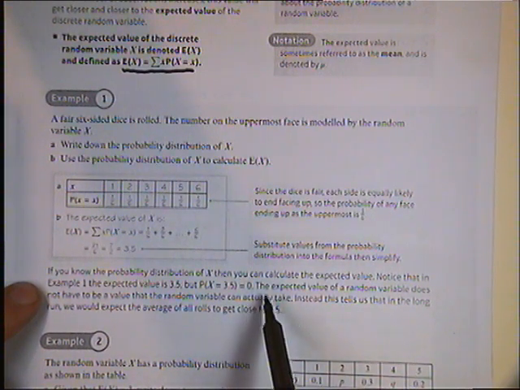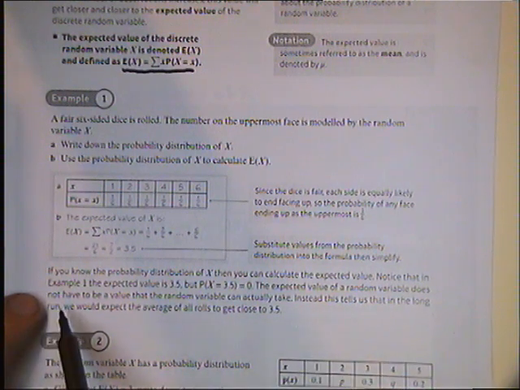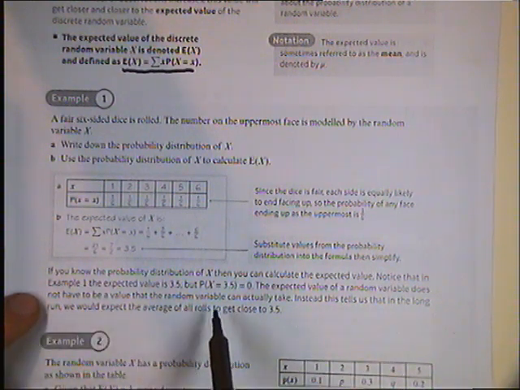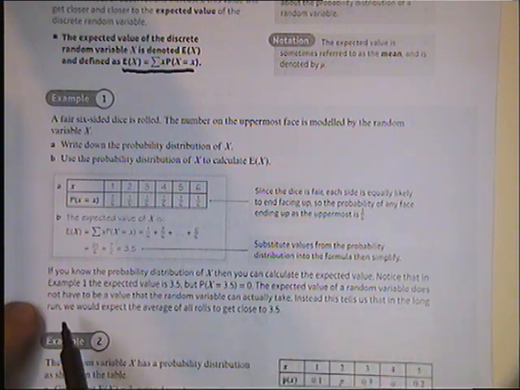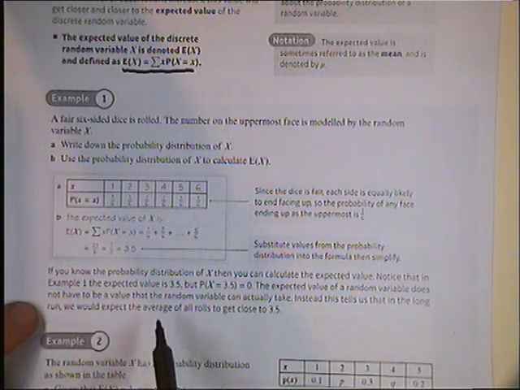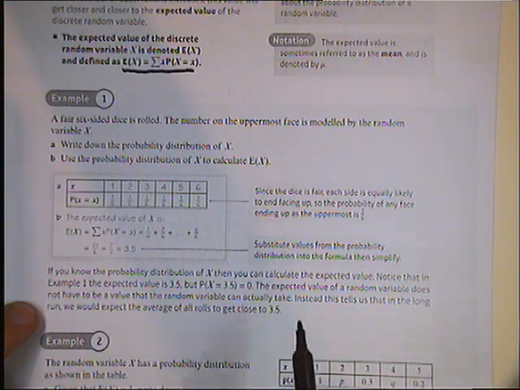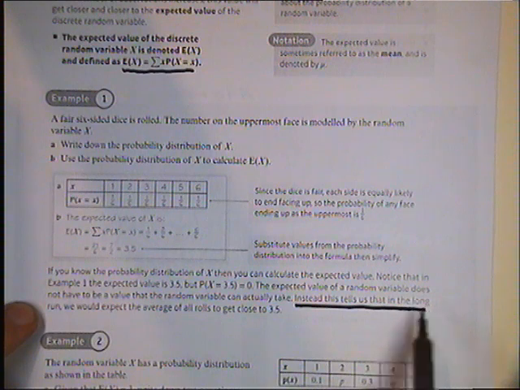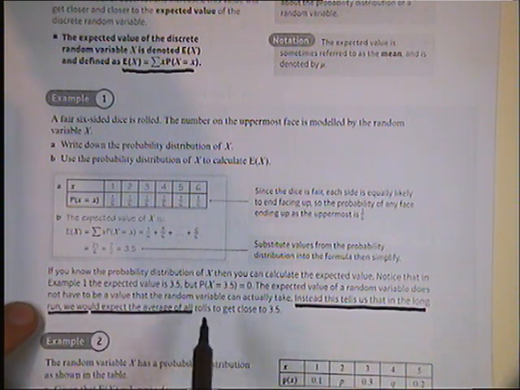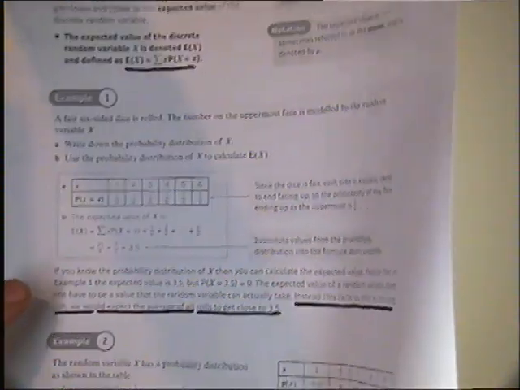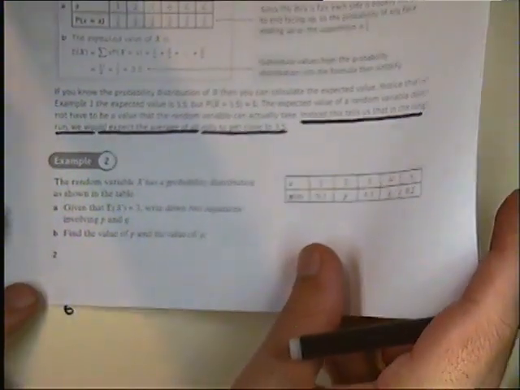So the expected value of a random variable does not have to be a value that the random variable can actually take. Instead, this tells us that in the long run, we would expect the average of all rolls to get close to 3.5. Okay, so let's go through example 2.